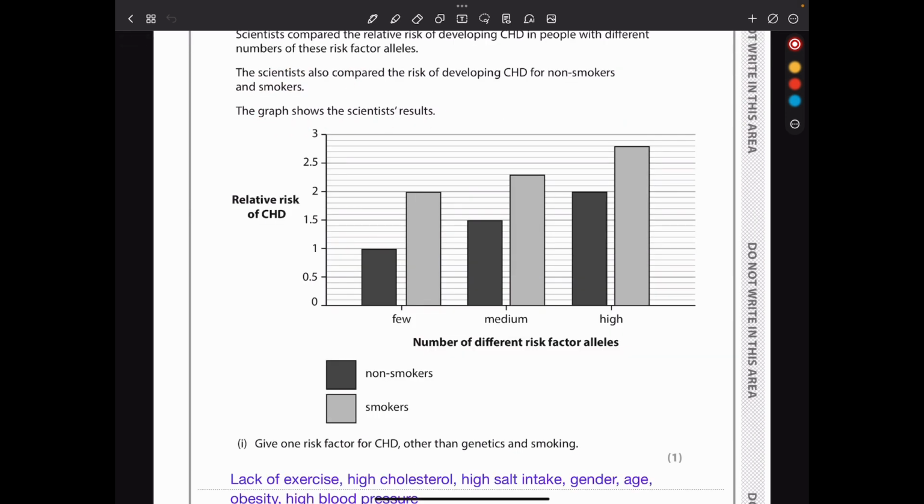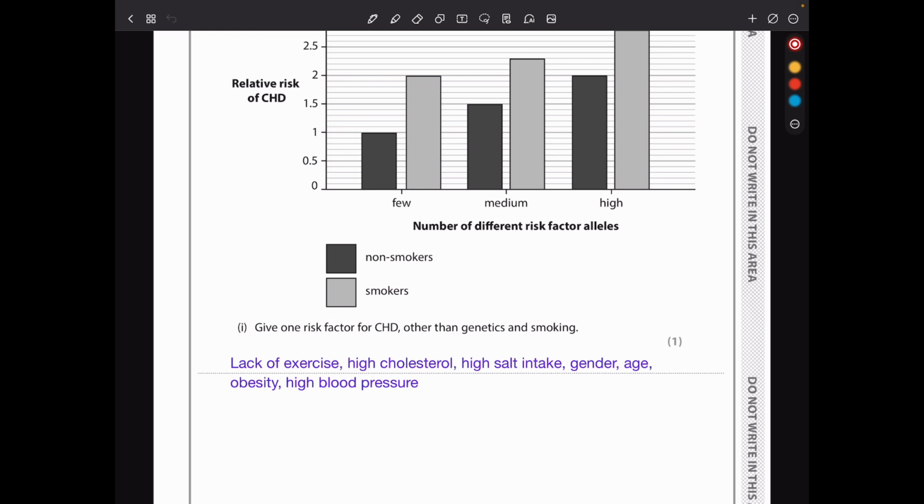They say the graph shows the scientists' results. So here we see for non-smokers and for smokers. And for all risk factor alleles, we can see there is a higher risk of CHD among smokers than non-smokers, because we can see here higher, and higher. And for all, as the number of different risk factor alleles increase, the risk of CHD increases. Down here they say give one risk factor for CHD other than genetics and smoking. It could be gender, level of exercise, high cholesterol, high salt intake, obesity, diabetes, and so on.